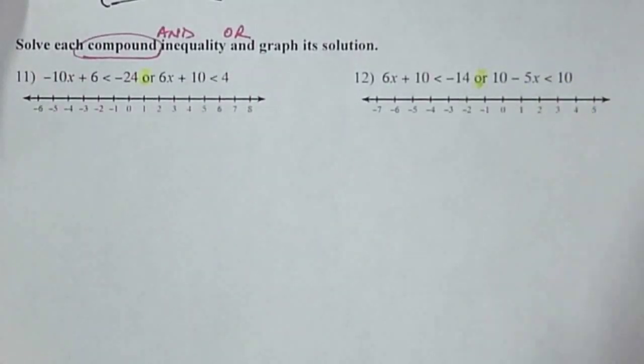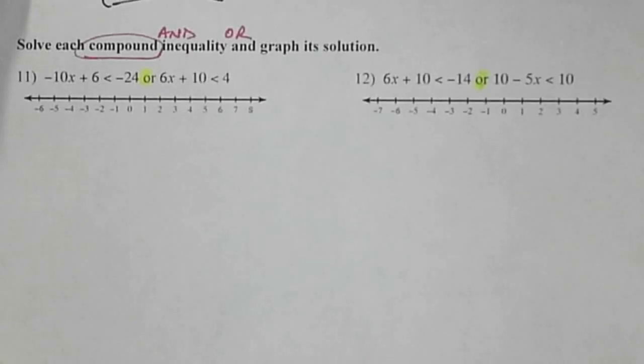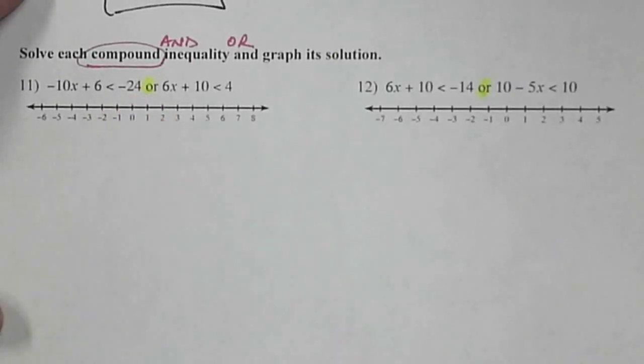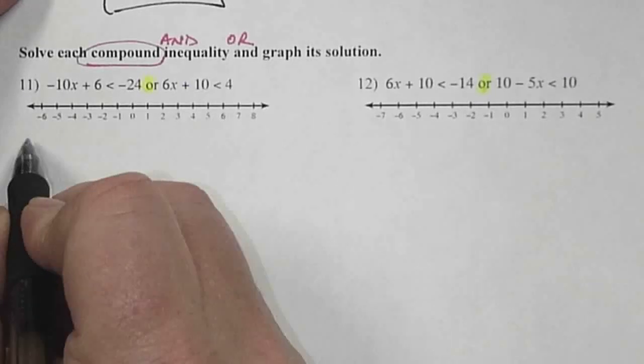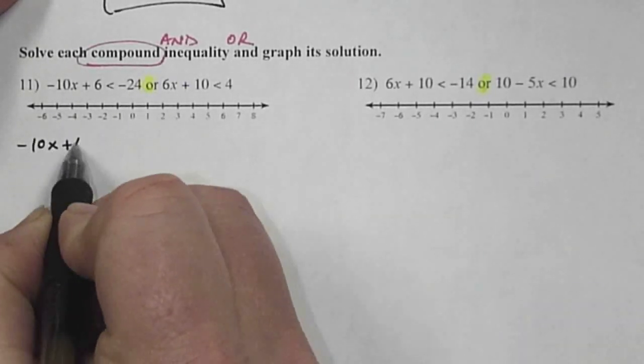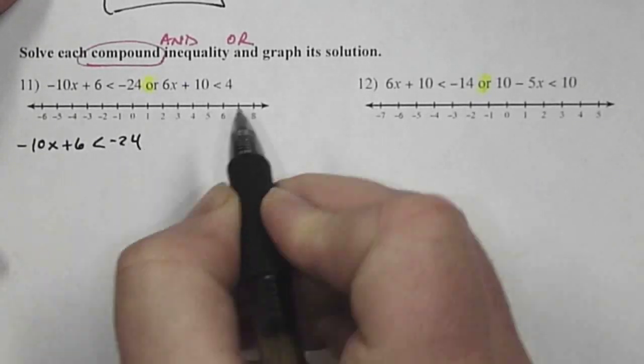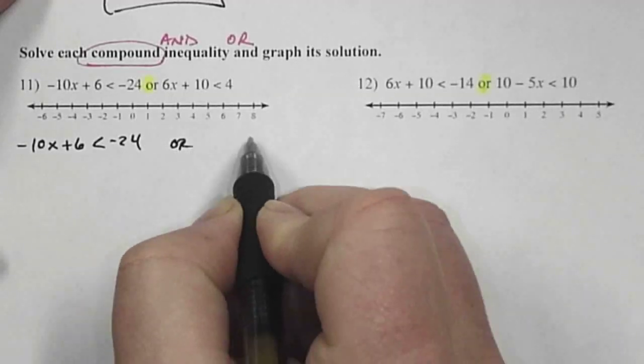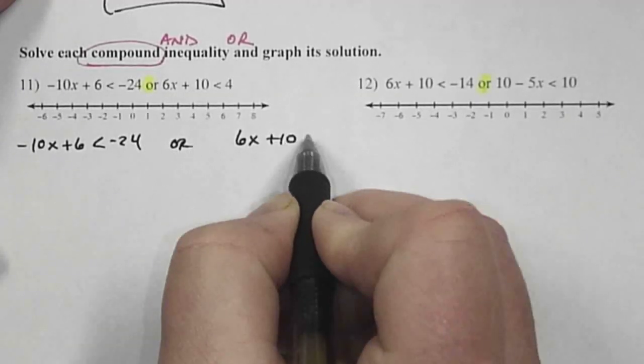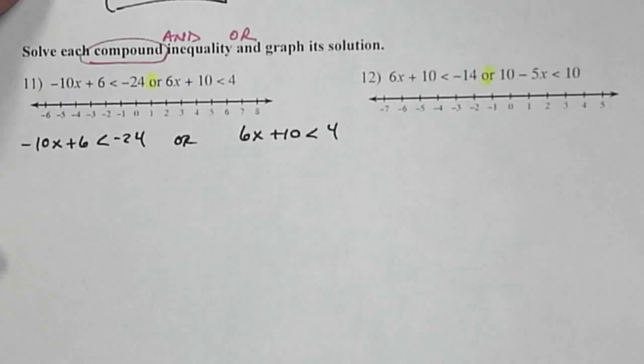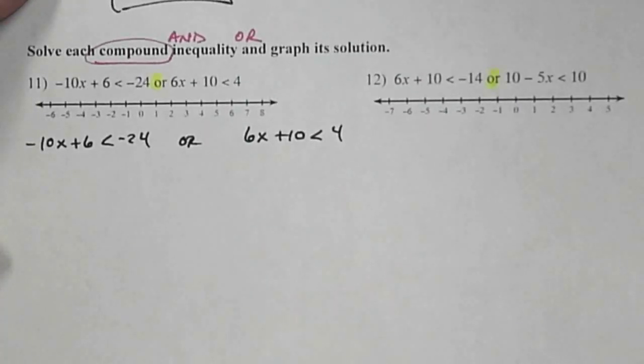I didn't. These two are ors. It usually says "and" or "or." Okay, so let's go here. If it says this problem, then it's this problem or this problem. They're two separate problems, two individual problems.